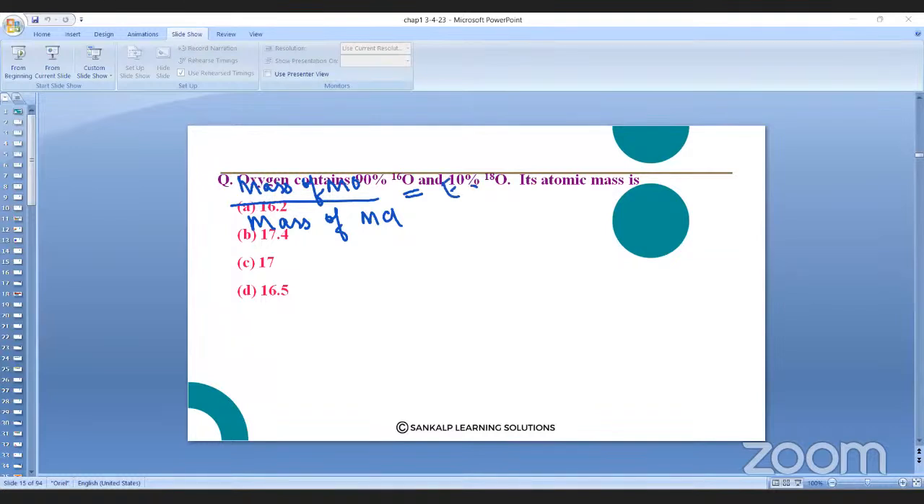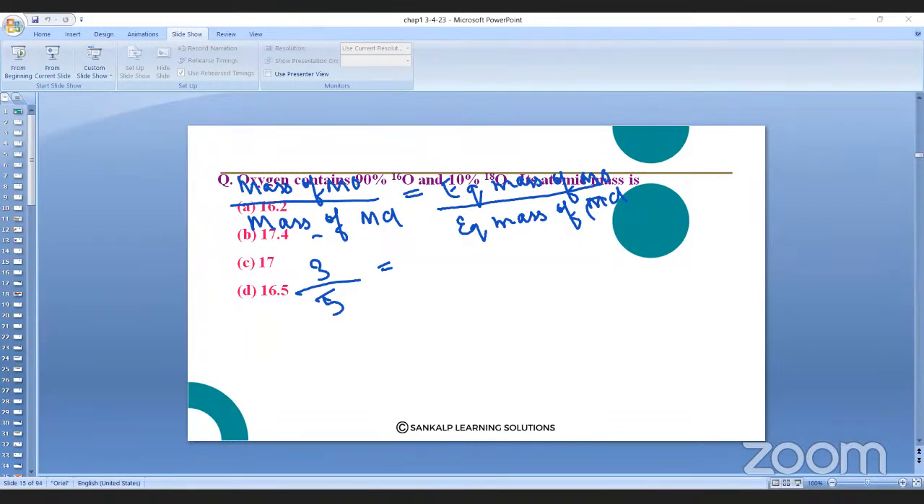So the formula will be equivalent mass of metal oxide upon equivalent mass of metal chloride. So you have to substitute. The mass of metal oxide is given, the mass of metal chloride is given, and you have to find the equivalent mass of metal in chloride. What is the mass of metal oxide? It is 3 grams. So 3 divided by the mass of metal chloride, which is 5. So we have to find the equivalent weight of metal.